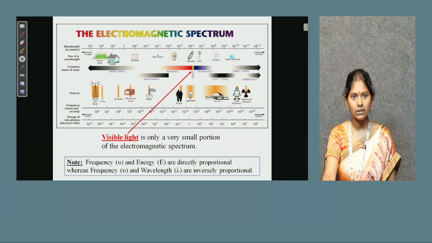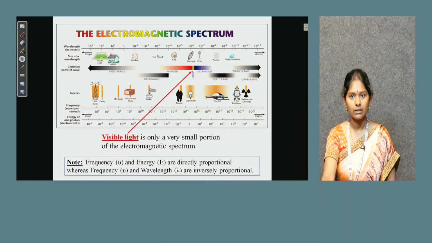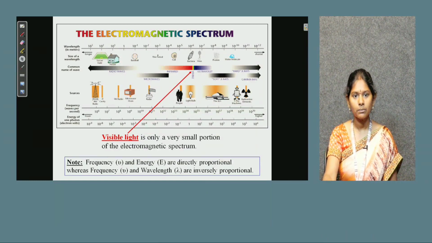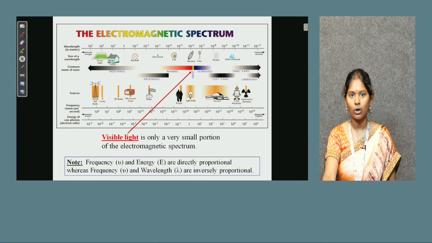Among all this, the colors we observe are because of the emission and the excitation of the light radiations present in the visible light. This visible light is only a small portion of the entire electromagnetic spectrum.